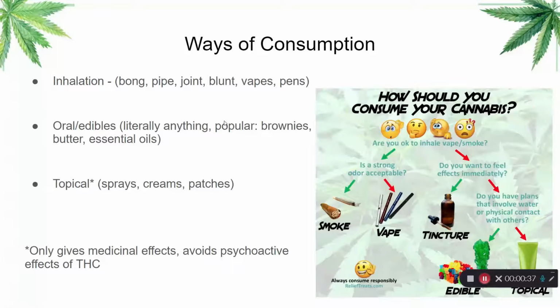Another equally popular way is the use of edibles. With an edible, you can literally make anything. But the most popular things are brownies, butter, and essential oils. The final way of consumption is topical, and this comes in the form of sprays, creams, and patches. Please note that topical use is only for medicinal effects, and it avoids all psychoactive effects of THC.